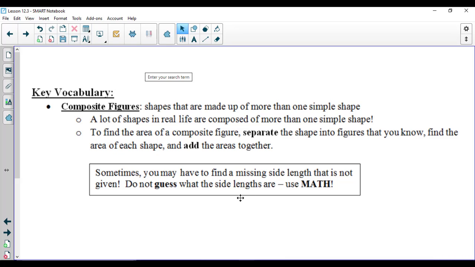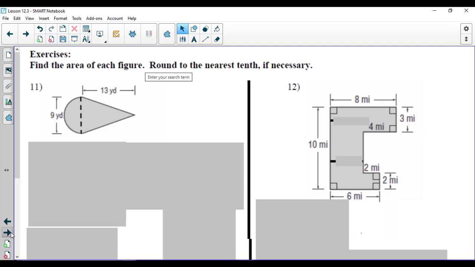Sometimes you may have to find a missing side length in the picture that's not given. Do not guess what the side lengths are. You're going to have to use math, and we'll talk about that in some of our examples. So let's look at questions 11 and 12. Number 11 is already, I believe, in your notes split up for you. Kind of looks like a sideways ice cream cone, and it's composed of two different regions, a semicircle and a triangle. This dotted line is separating those two.